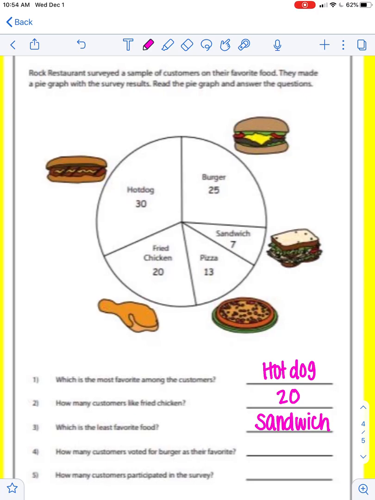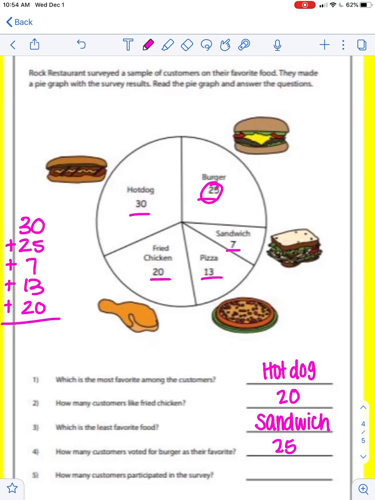How many customers voted as the burger for their favorite? We can see that right there, 25. And how many customers participated? Well, we've got 30 plus 25 plus 7 plus 13 plus 20. So that is going to be 75 total people.